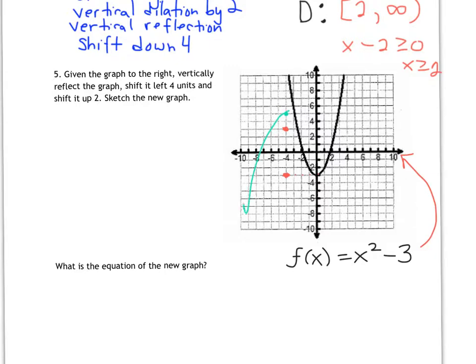graph, something like this. So this is kind of an odd one where you're shifting a graph that's already been shifted. It's already been shifted down 3. So we're going to reflect it, we're going to shift it left, and we're also going to move it up 2. And quite honestly, this reflect the graph and this shift left 4 can be done in either order. The only thing you have to remember is to make sure you do that shift up and down last.